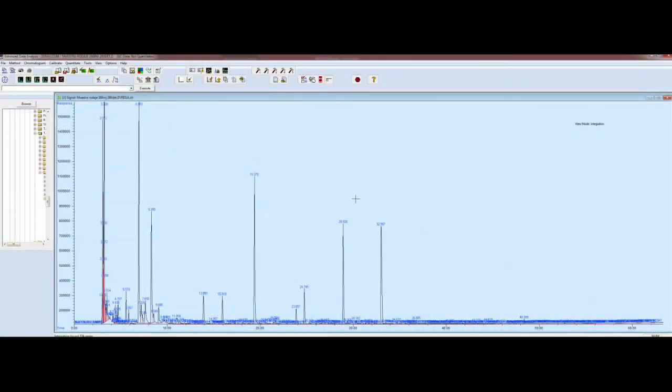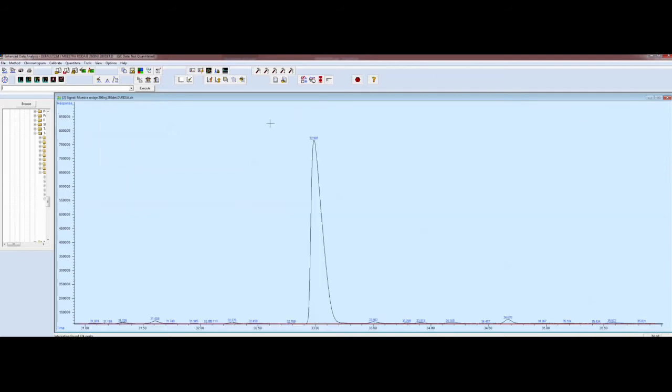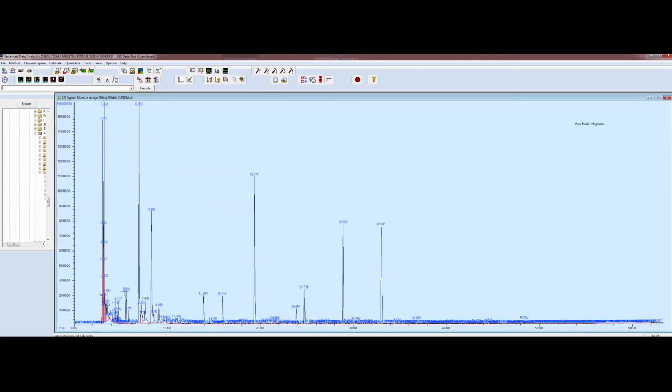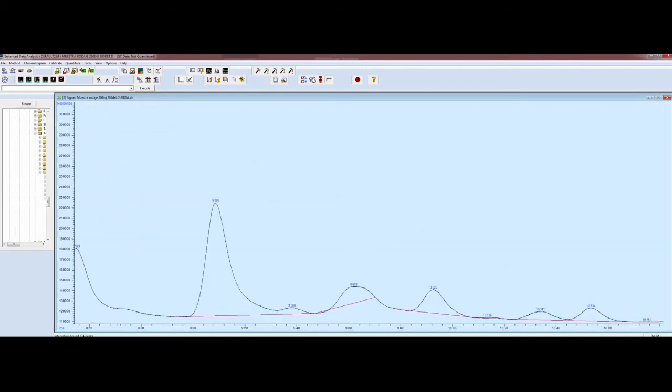Integration of peaks is important to avoid errors. This is an example of a correct integration. However, sometimes the integrator fails in one specific peak. If this happens, implement manual integration. But always, the integration procedure has to be the same for both calibration and sample.